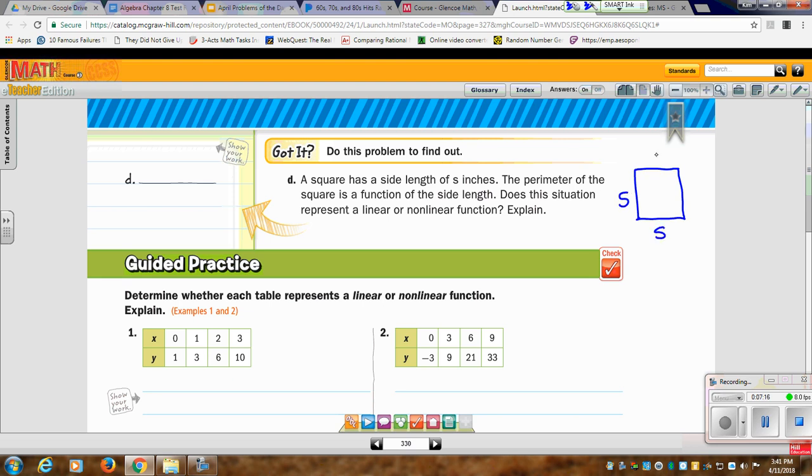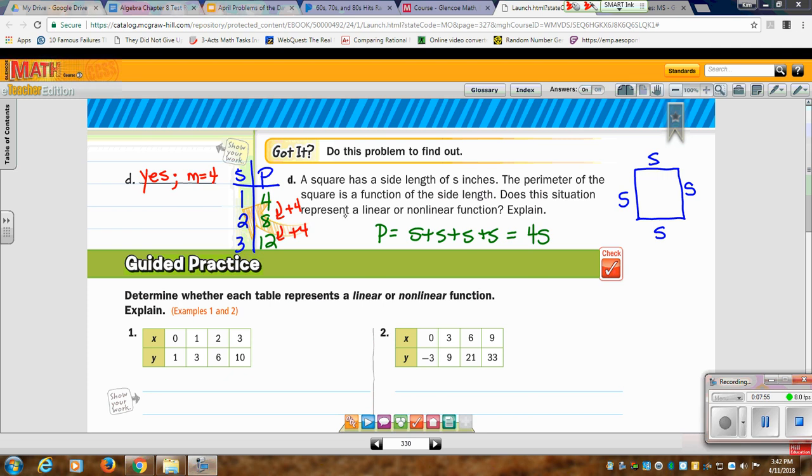Okay, so that means all my sides are length s, no matter what that is. The perimeter of the square is a function of the side length. Okay, does this situation represent a linear or nonlinear function? Explain. So I'm going to have you create a table and determine perimeter for, this is going to be my side length, and this is going to be my perimeter. You want to do a perimeter for a side length of 1, 2, and 3, and compare and see if it's linear. So pause the video and then come back and check your answers when you're done.